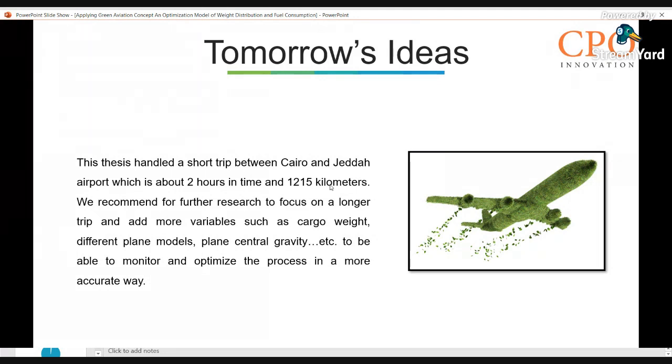Also, to be able to monitor and optimize the process in a much more accurate way, a wider scale of time should be measured and collected. Also, a wider number of trips should be added to the equation, so the results can be measured in a much more accurate way.